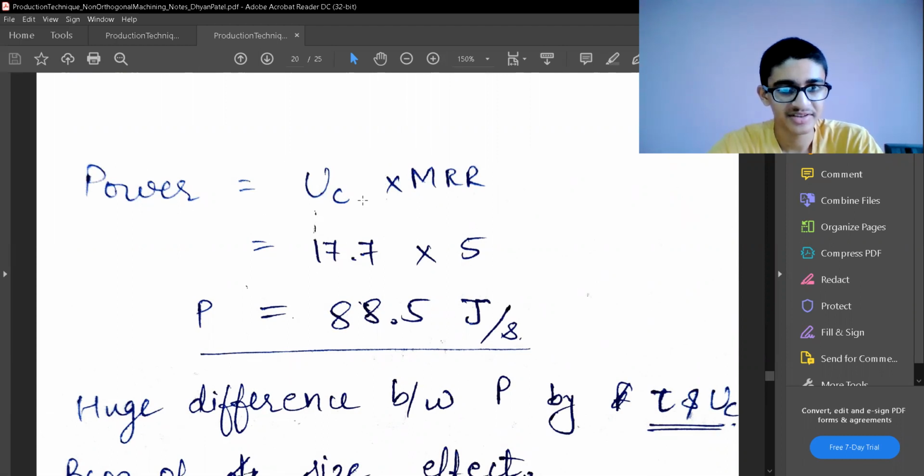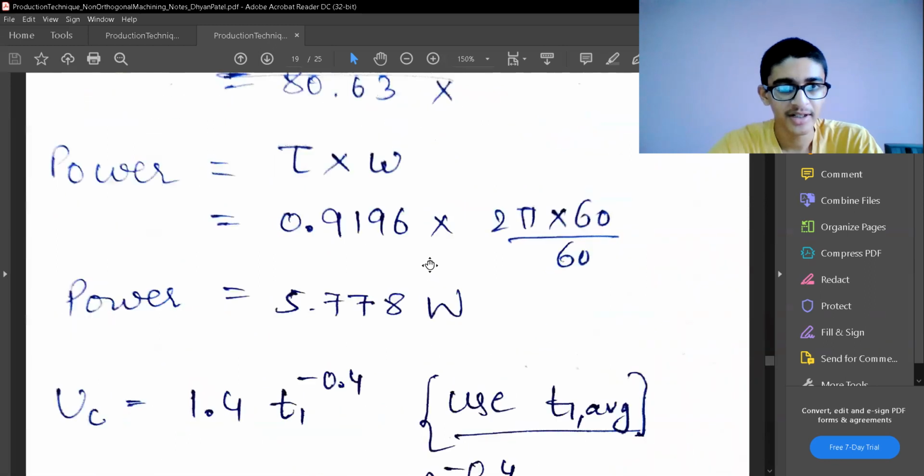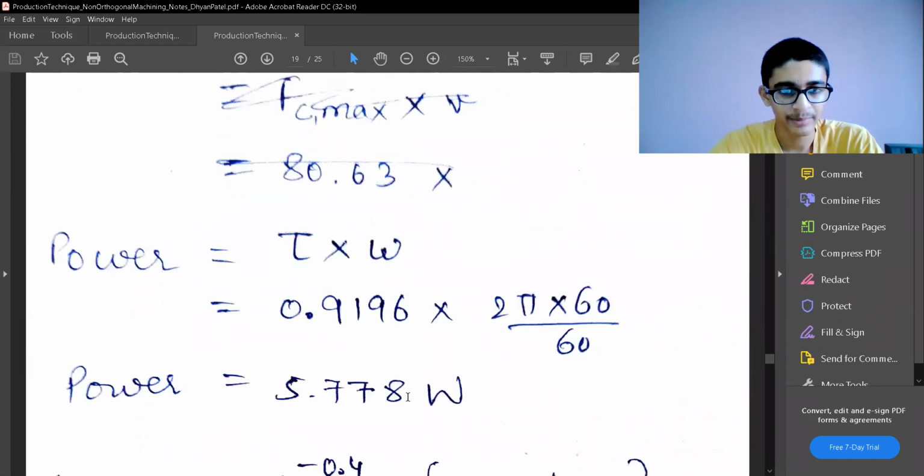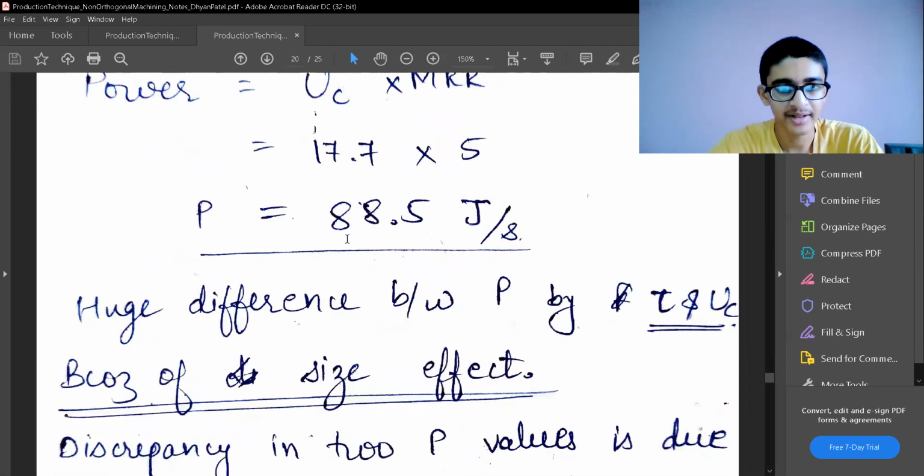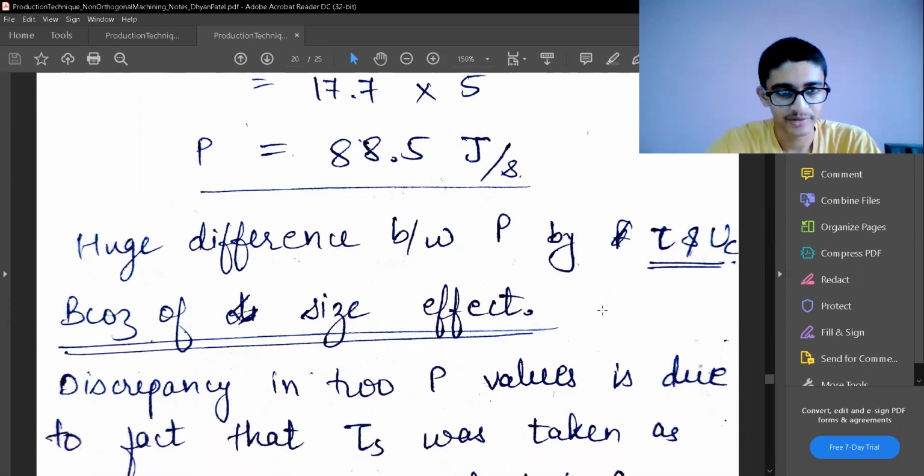So I have just made a small change. So I have got the total power that was used, Uc into MRR, and that is 88.5. So earlier we got it as 5.778. So that is a very small value. And now we are getting it as a very large value of 88.5 watts. So there is a huge difference between power by energy approach and Merchant solution approach.